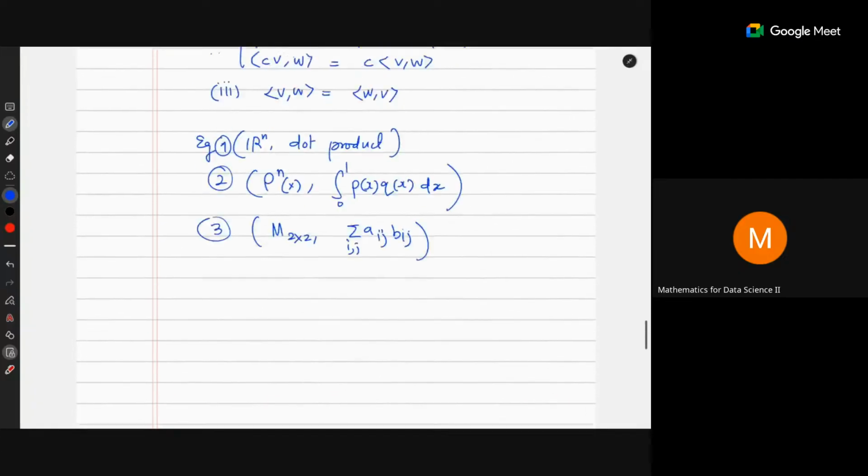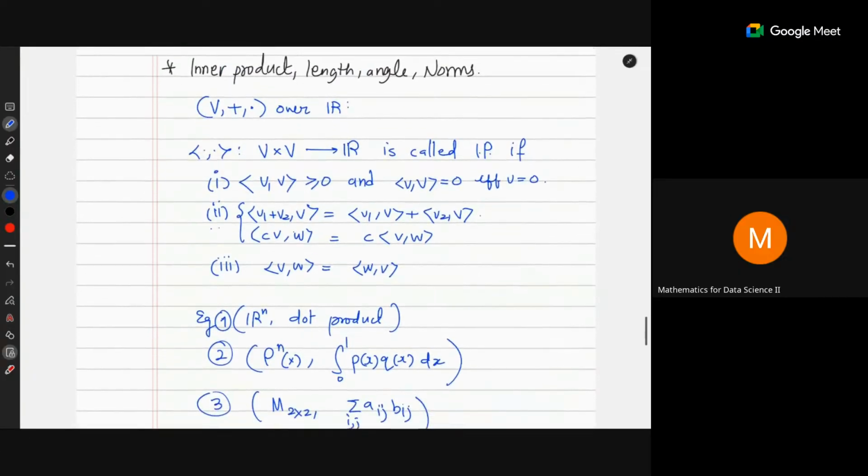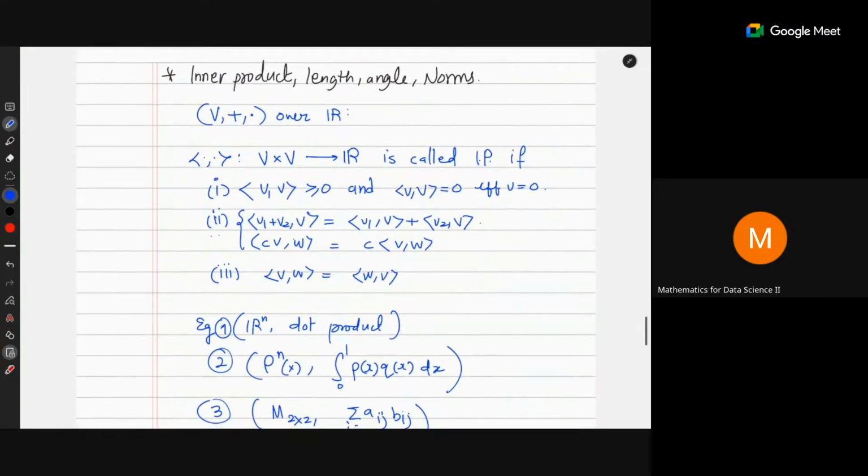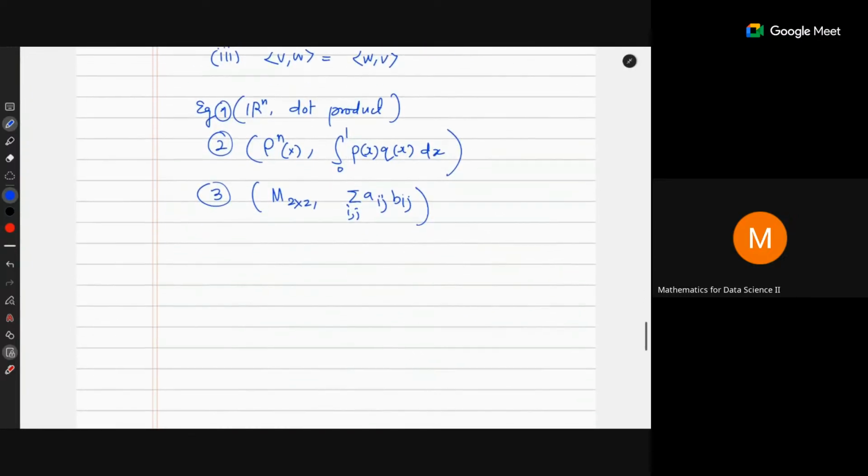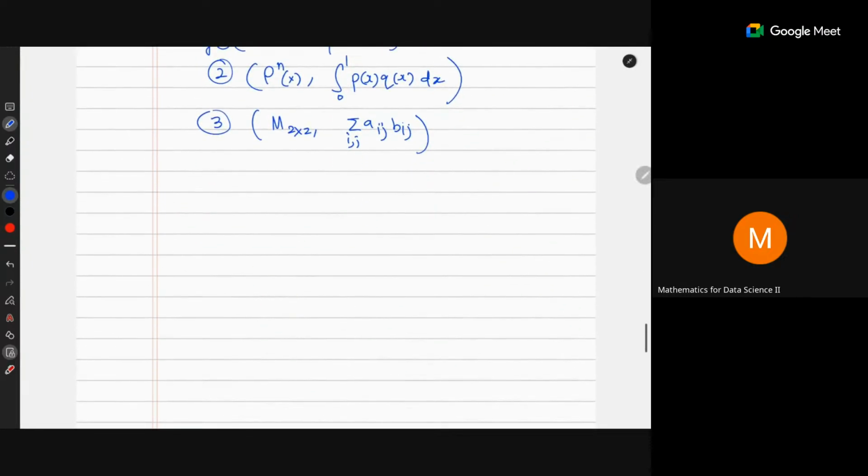Okay, so now orthogonality. Once you have the inner product structure, you can talk about length and angle. But in order to talk about length and angle, you need a norm. So what is the norm on a vector space? Norm is defined to be a function from V to R satisfying these properties.